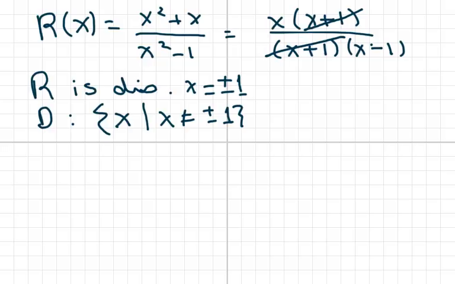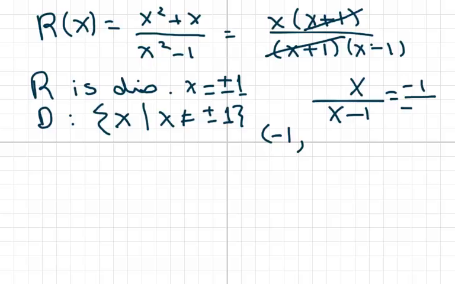So let's do our hole. At negative 1, my equation is x over x minus 1. So when I plug in negative 1, I'm going to get negative 1 over negative 2, so that gives me 1/2. So that's your hole. Okay, the other case is the positive one. When you plug in positive 1, you're going to get a 0 in the denominator still. So we're going to take the limit.